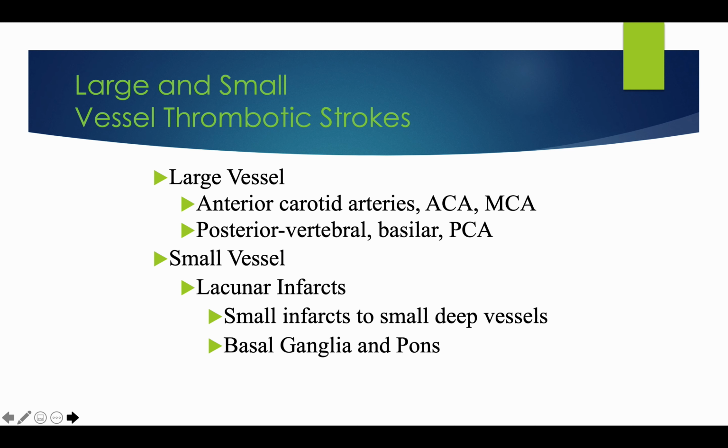Large vessels include the anterior cerebral arteries, which is the ACA, or your middle cerebral arteries, which are the vessels that branch right off into the hemispheres of the brain. Posterior cerebral arteries, which is the PCA, then go into the smaller ones, which would be the vertebral and basilar arteries. Smaller vessel lacunar infarcts are smaller infarcts to the deep vessels, which are the basal ganglia, the brainstem, and the pons.